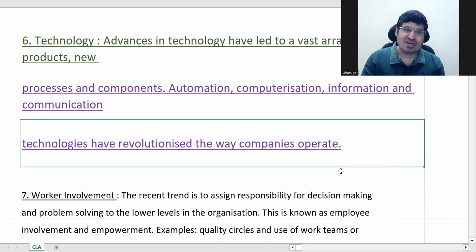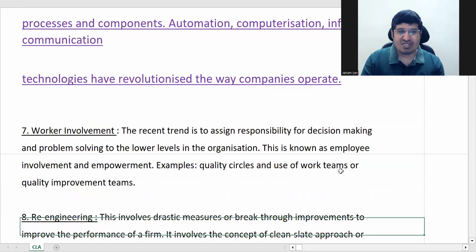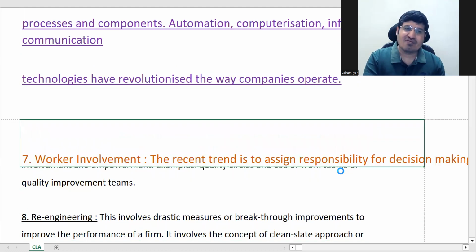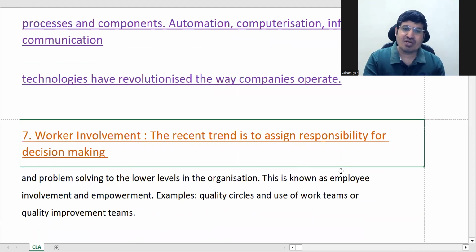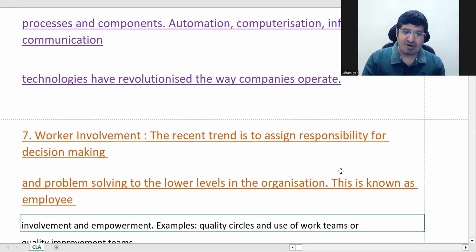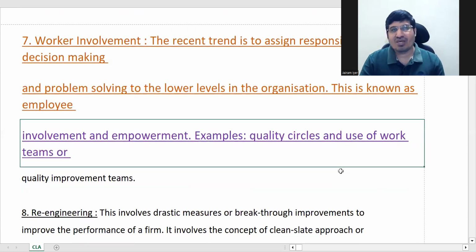That's it. Based on that, you can write one sentence. One sentence is all you need to explain each of these things. Worker involvement. Nowadays, workers are being made more powerful. They are being assigned some responsibilities, so now they feel that they belong to the company. It's called worker involvement and empowerment. They should feel that they are a part of the company, right?